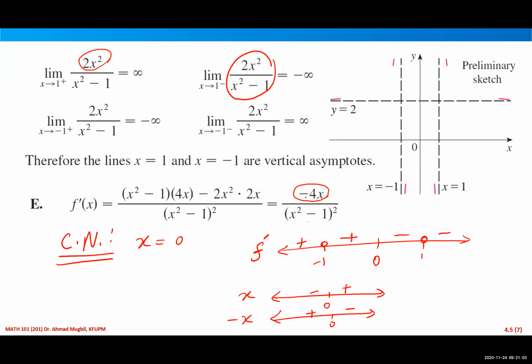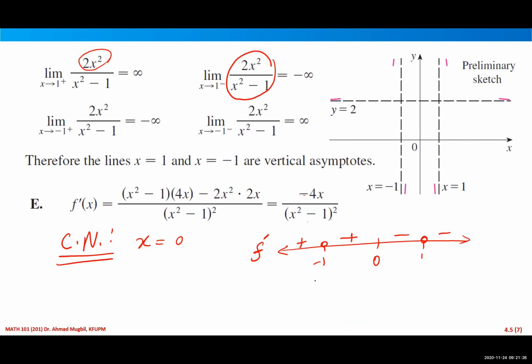After 0, it will be negative because we have negative x, ya shabab, here. If you plug in, for example, 1, this will be negative. If you plug in -1, it will be positive. But we cannot plug in 1 and -1 because they are not in the domain of the original function. So what do we conclude, ya shabab, from this? What is the conclusion?